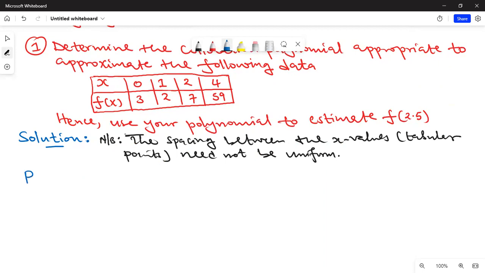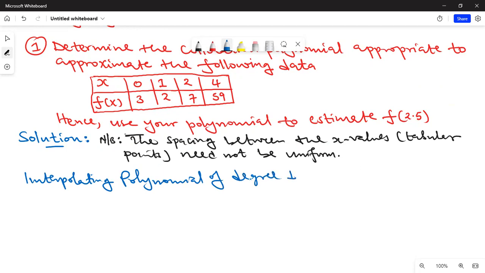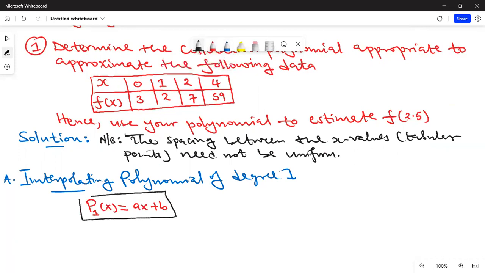So a simple interpolating polynomial of degree 1 is a polynomial of the form P1 of x is equals to ax plus b, where a and b are constants to be determined. So this polynomial passes through the points. Let me bracket this and say that it must pass through the points.